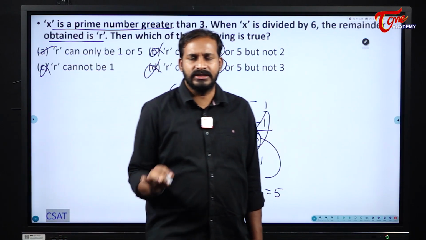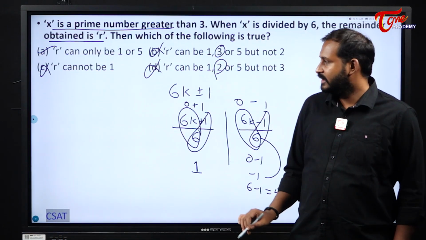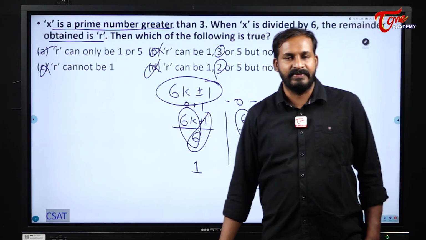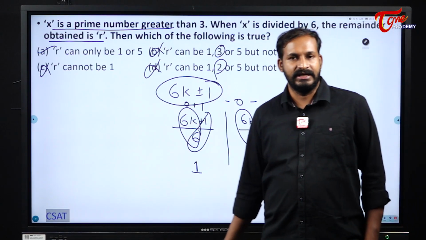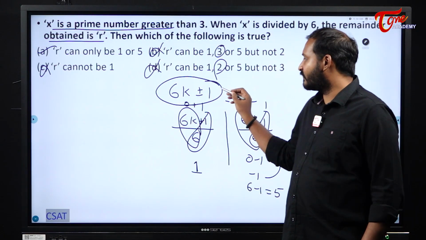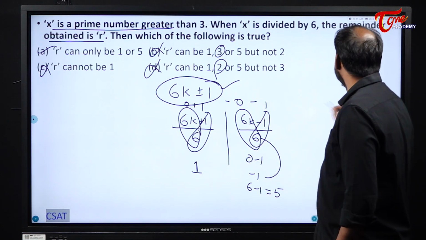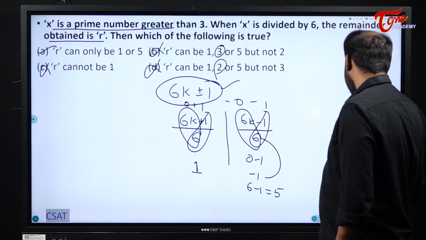See here, students, this is a purely conceptual question. If you don't know that we can write all the prime numbers greater than 3 as 6k plus or minus 1, you will not get the answer at all. If you have the knowledge of writing the prime number as 6k plus or minus 1, then only you can answer this question, else it is not possible to answer.